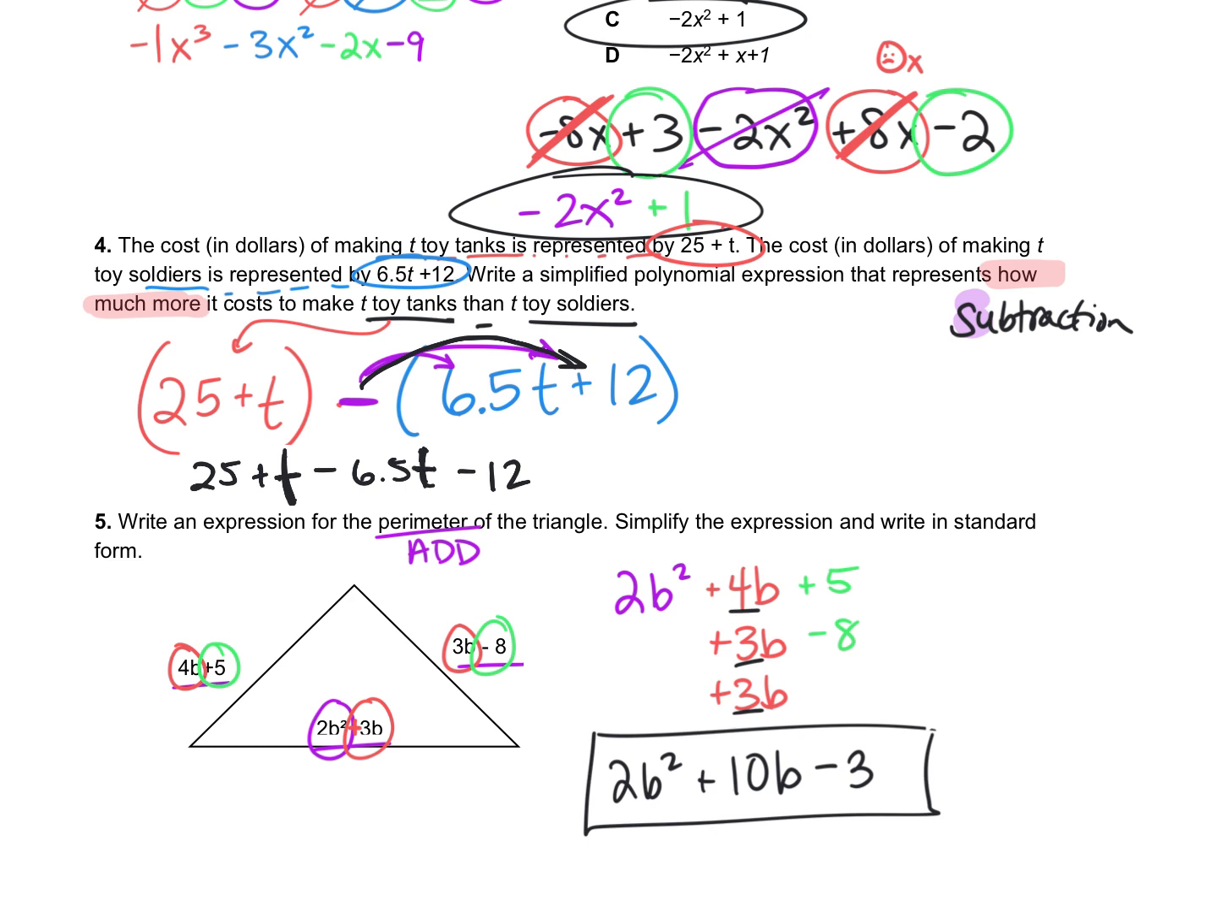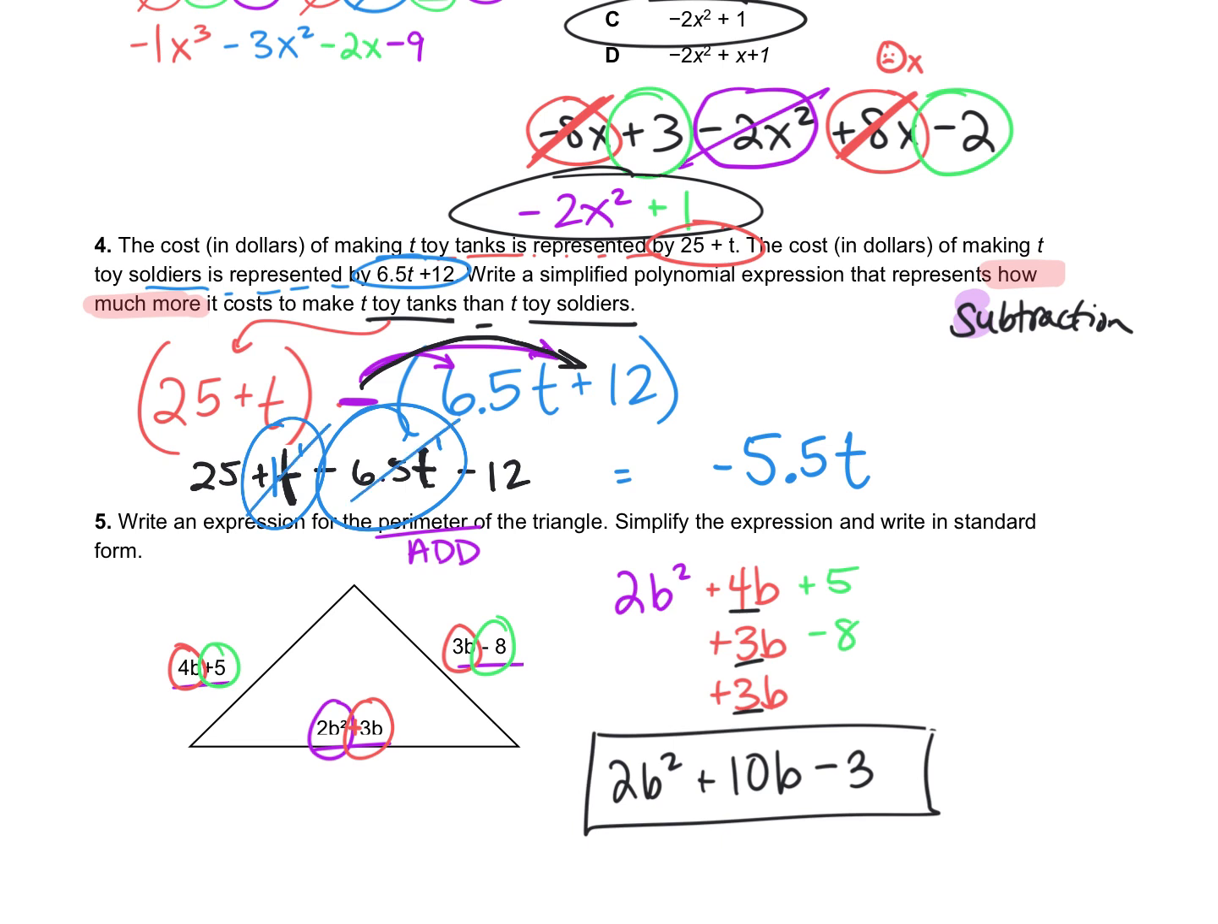All right. So when I do this, I'm combining like terms. Again, I start with the highest degree. That's a T to the first power. So I've got 1T minus 6.5 T's. So when I combine those, 1 minus 6.5 is negative 5.5. Negative 5.5 what's? T's.